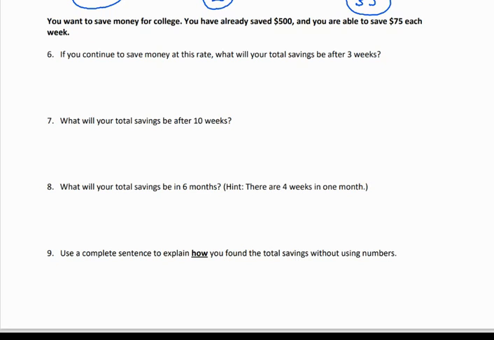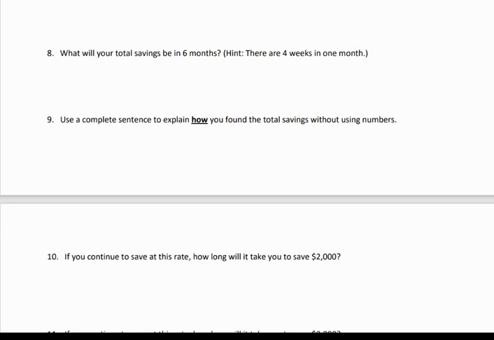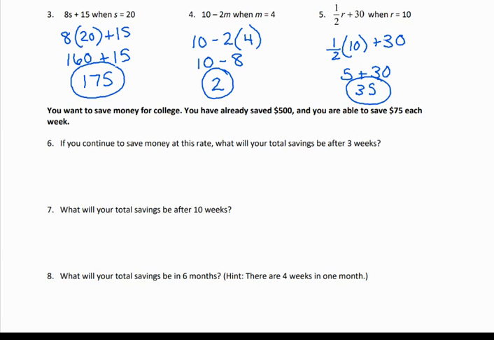Okay, so we're going to use this next information for like the rest of these questions. Okay, so let's read the bold carefully. You want to save money for college. You already saved $500, and then you're able to save $75 each week. Okay? If you continue to save money at this rate, what will your total savings be after 3 weeks? So what do we think here?